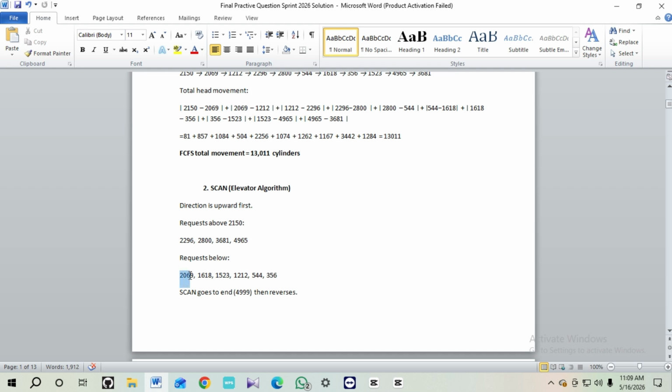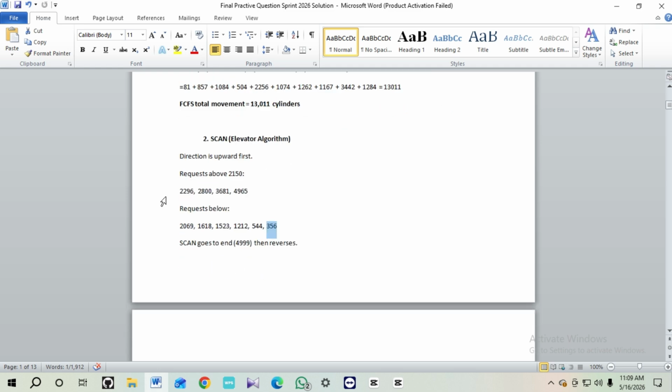Now the cylinder head goes down, so it goes to 2069, the next step below 2150. After that the next smaller one is 1618, and after that 1523, then 1212, 544, and at the very end it goes to 356. So these are the steps. We count the movement with the step differences.